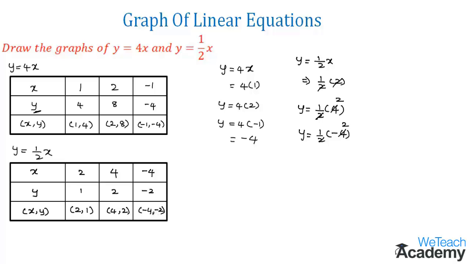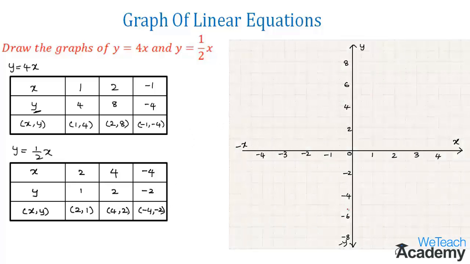Now let us represent both the equations and mark the respective ordered pairs on a graph sheet. Here we have a graph sheet and we have considered the scale of the x-axis as 1 unit and the scale of the y-axis as 2 units. The first ordered pair is (1, 4), so we get a point here. Then the next ordered pair is (2, 8), so let us mark a point over here. And then the last ordered pair is (-1, -4), so we get a point in the third quadrant. Now let us join all these 3 points. We get a line for the equation y = 4x.